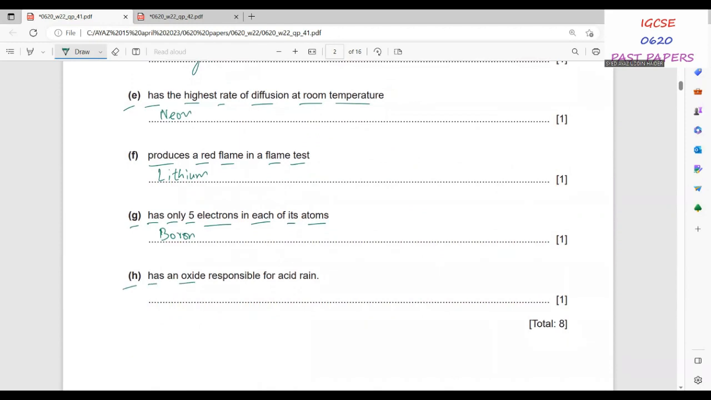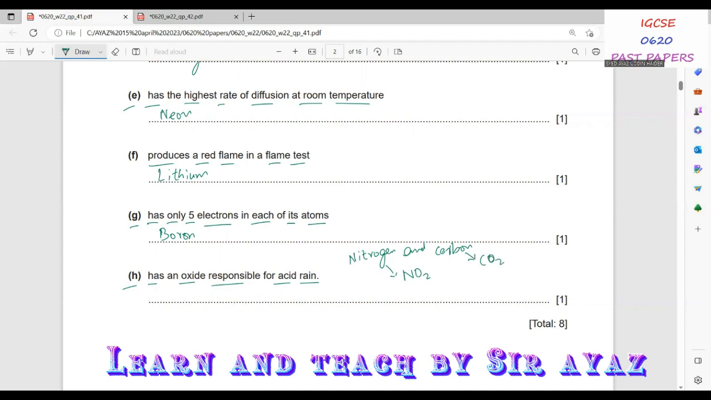H has an oxide responsible for acid rain. We have 2 non-metals in the list which form acidic oxides, that is nitrogen and carbon. Nitrogen forms NO2, carbon forms CO2. Both are responsible for acid rain, but the main culprit is nitrogen dioxide. So we'll write nitrogen here.